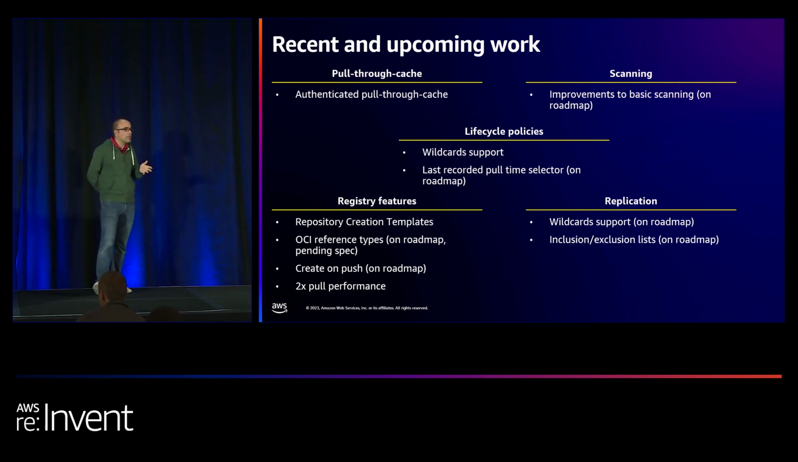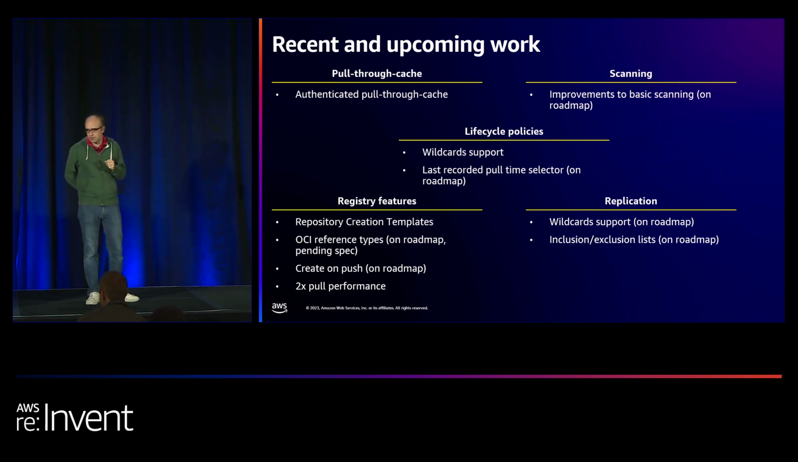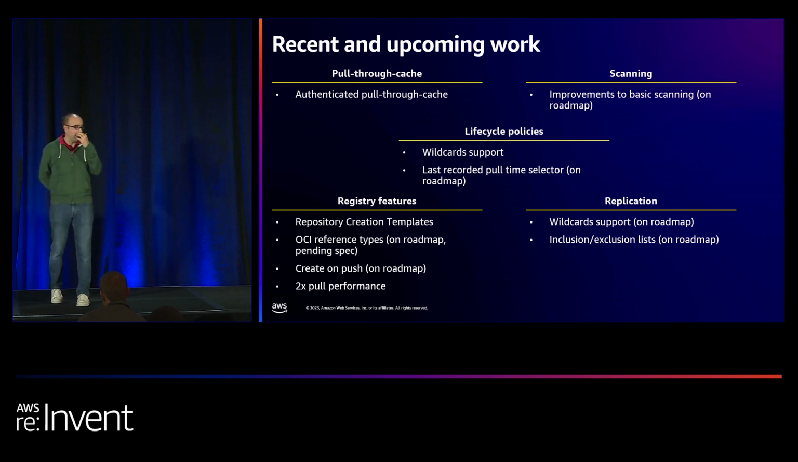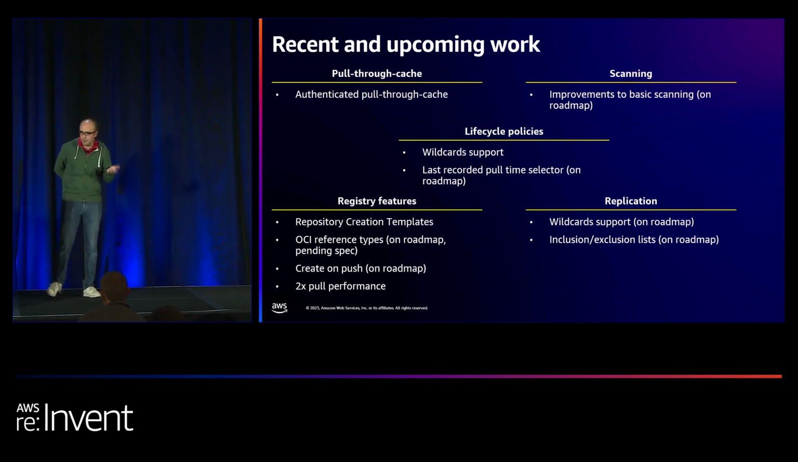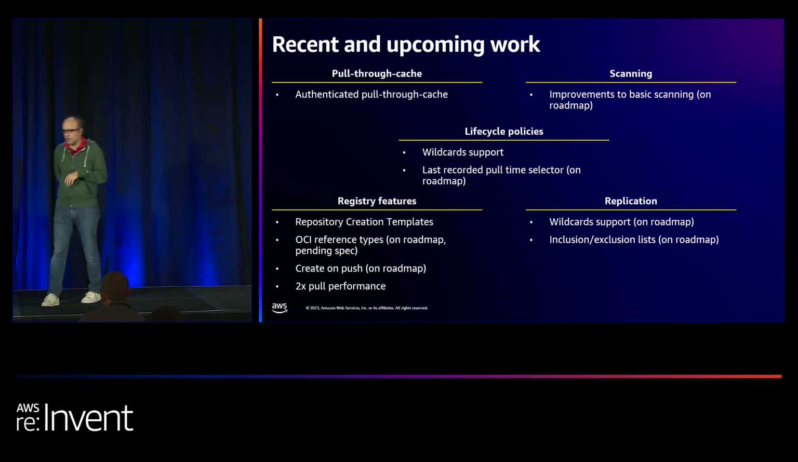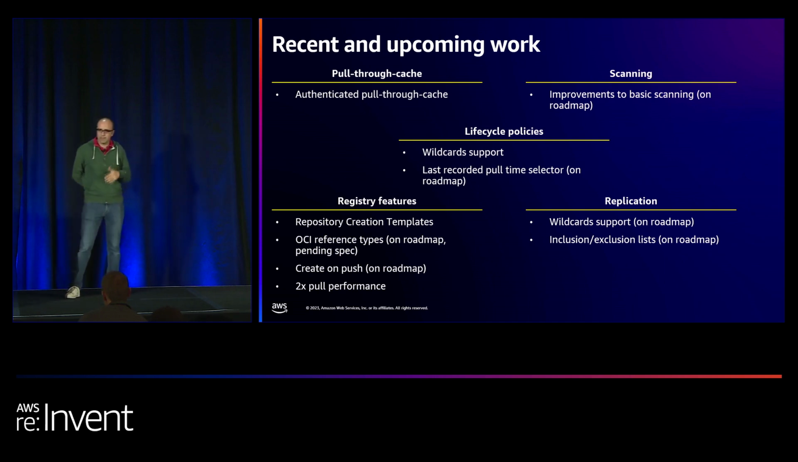So, repository creation templates. You heard me say it before, but when you replicate an image cross-region or when you pull an image through pull-through cache, if the local repository doesn't exist, it will be created for you. That can result in a repository that is not configured like the other ones. It might not have encryption, or not have the type of scanning that you want, or lifecycle policies. This allows you to configure those by default for those new repositories. Repository creation templates is in preview right now.